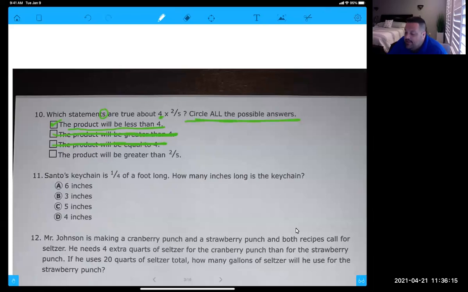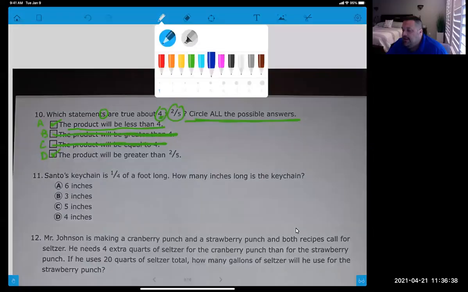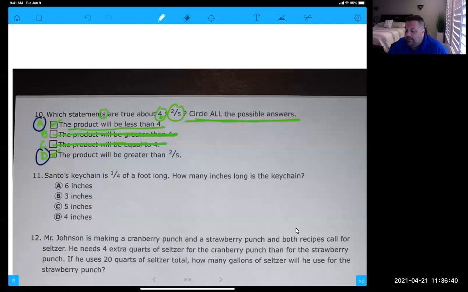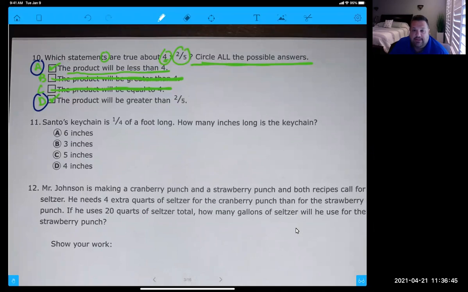Now, the last one says the product, which is our answer, will be greater than 2/5. Well, if we're multiplying 2/5 by 4, the 4 is going to get smaller, but you're not going to get less than the 2/5 that you're multiplying it by, right? So it's going to be somewhere in between. So that one would be correct. Because if you do 4 times 2/5, that's 8/5 or 1 3/5. For you guys doing this at home, your answers would be A and D. Correct. All right, let's look at number 11. Pause the video and see what you get. It's a good one.